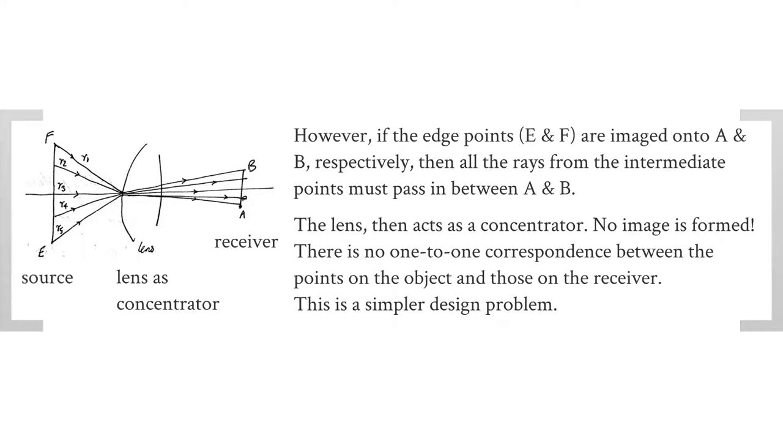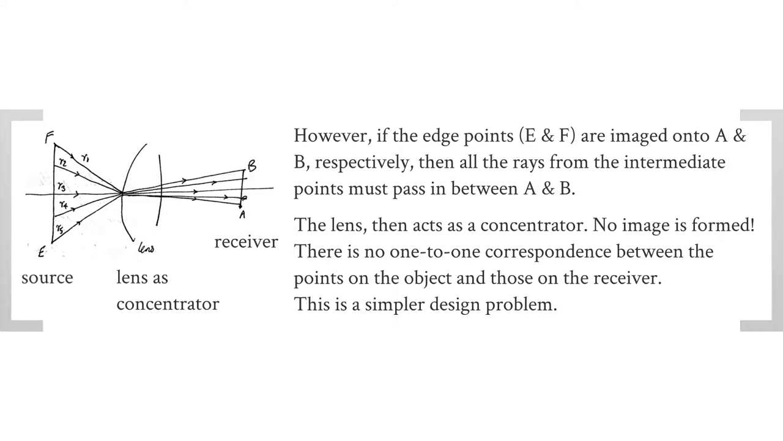So what really helps us is that if you are able to do that for those edge points, take the edge points of the source and make sure they go to the edge points of your receiver, every point in between from the source will end up with rays going to points in between on the receiver as well. So let's say I've designed this perfectly for these two points. If I take any arbitrary point in between, it has all kinds of rays. I can ensure that all the rays that are collected by this lens or device, of course some rays escape so those don't count, whatever is collected will end up somewhere in between. That's all I can say.